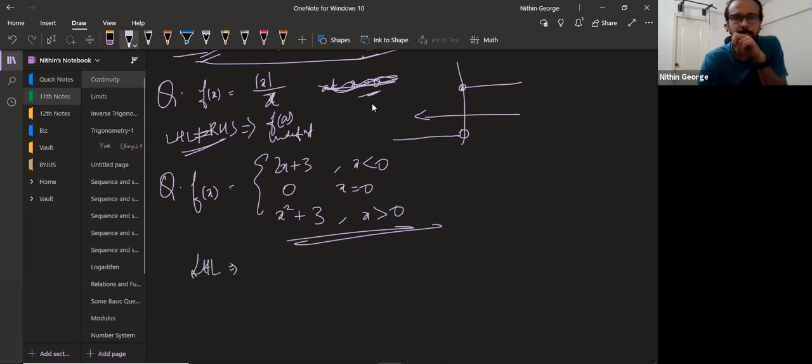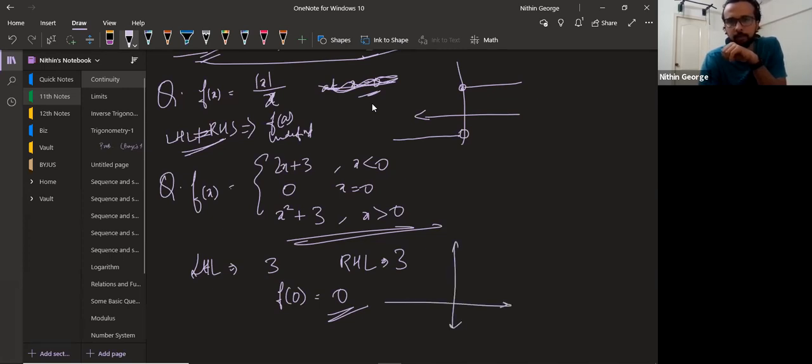LHL will be 2x plus 3 at x equal to 0, you get 3. RHL will be x square plus 3 at x equal to 0, you get 3. Now, the value of the function at that point, f of 0, will be 0. So if you're drawing a graph, what happens?